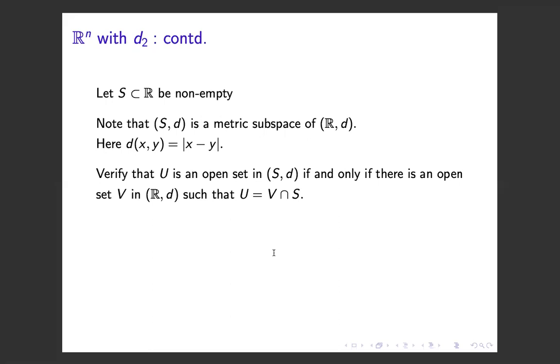Say S is a non-empty set, then (S, d) is a metric subspace of Rd. And here, of course, the distance is this. You can verify that U is an open set in that smaller metric space if and only if there is an open set V in the bigger space such that U is the intersection of S with V. Actually, this is true not only in R but in any general metric space, and I think you may find it as an assignment problem.